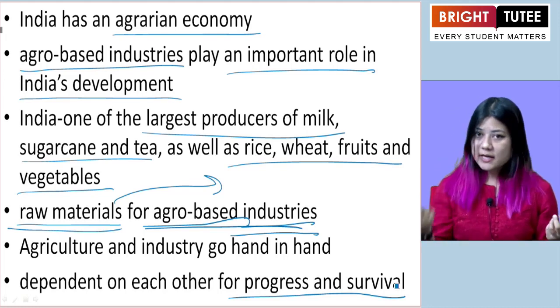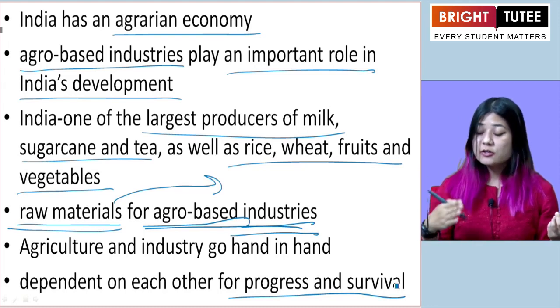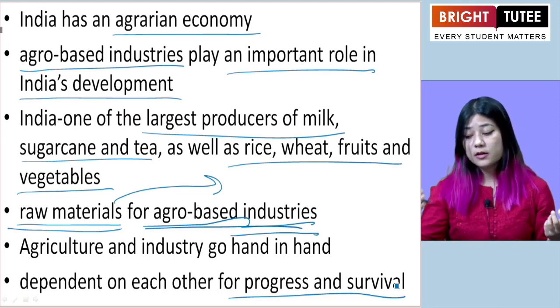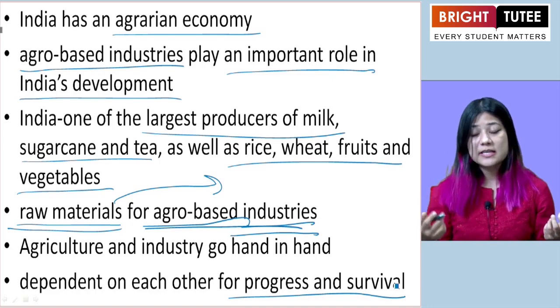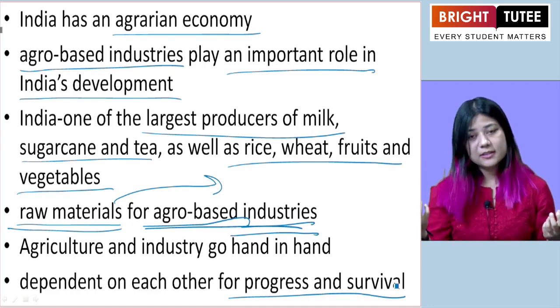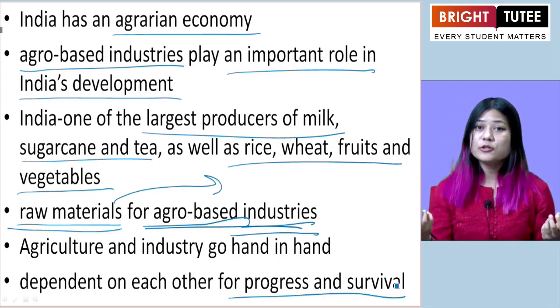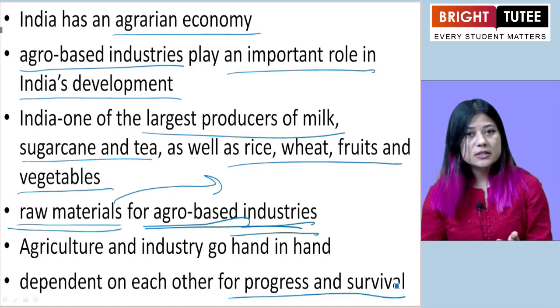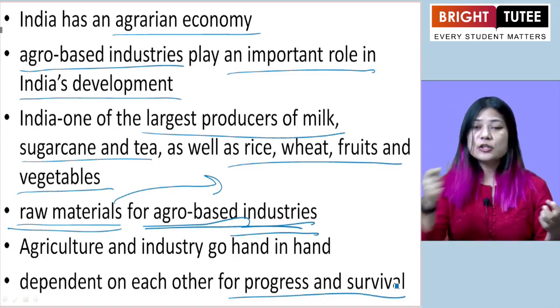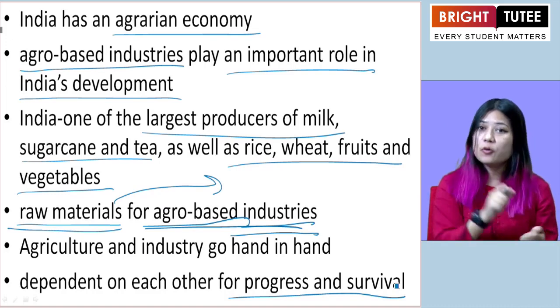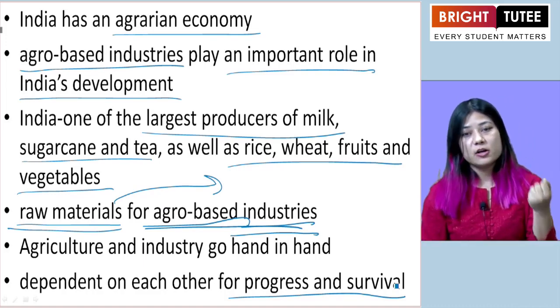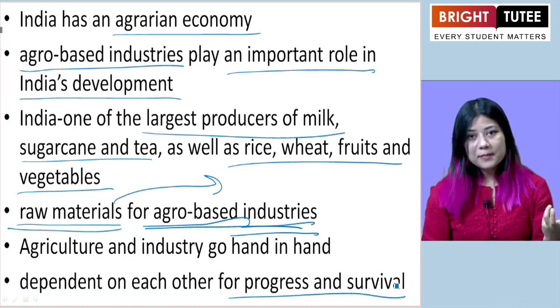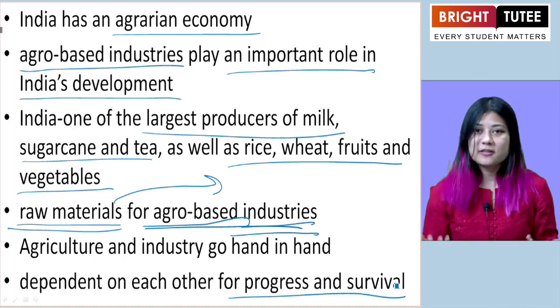Because agriculture produces raw materials which are used by the industries to produce finished goods of high value. Now, the industries also manufacture, and you'll see this as we go on learning more from this chapter, industrial sectors, manufacturing sectors also produce machines and tools, which are again required for the agricultural sector. Because the farmers, how will they cultivate their crops?